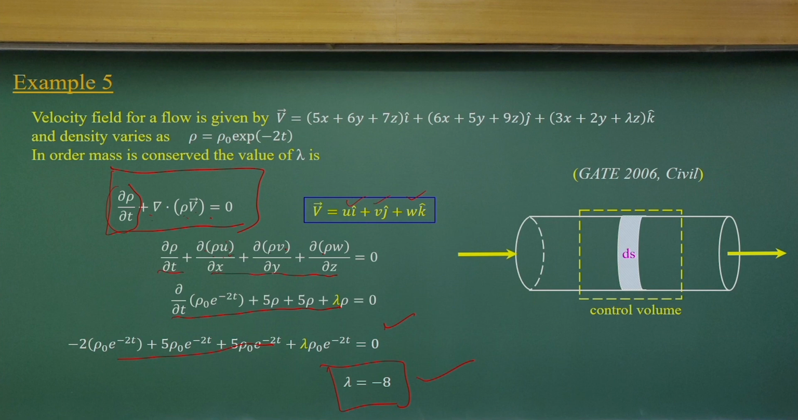So basically, this equation of conservation of mass is what we have applied, since the velocity vectors are three-dimensional and the density is a function of time. So, we brought it to this level, then solved it for the lambda value.